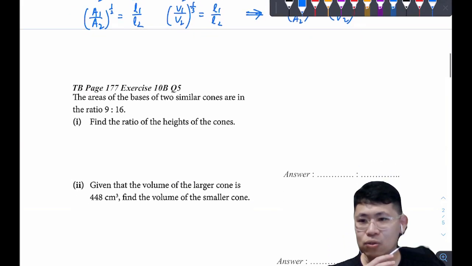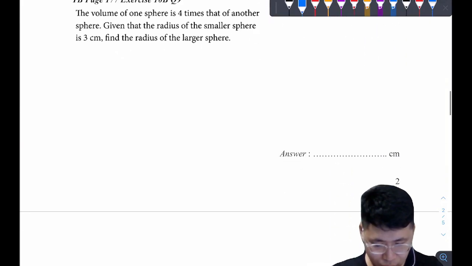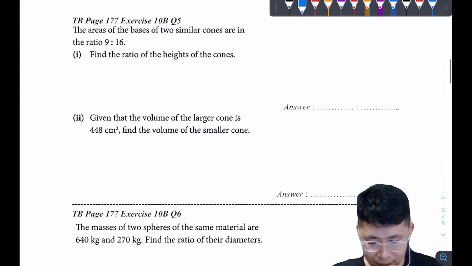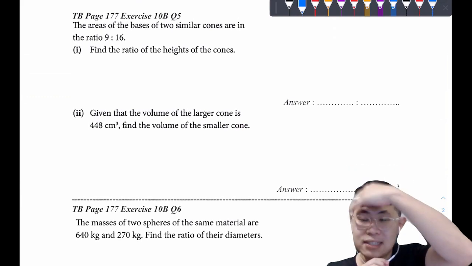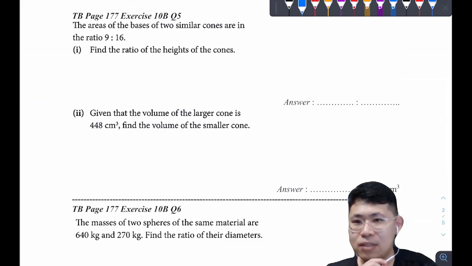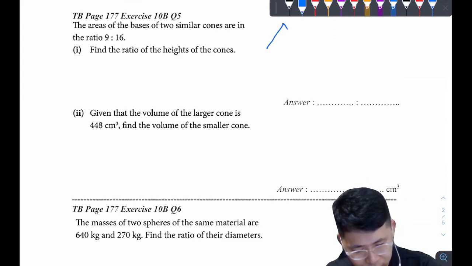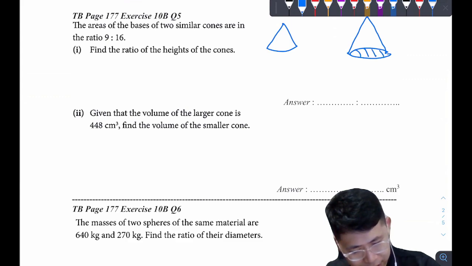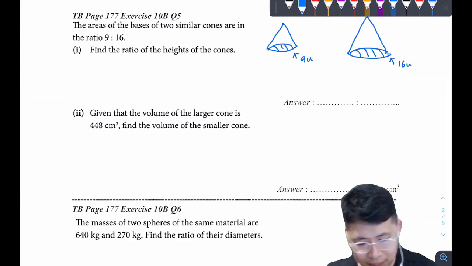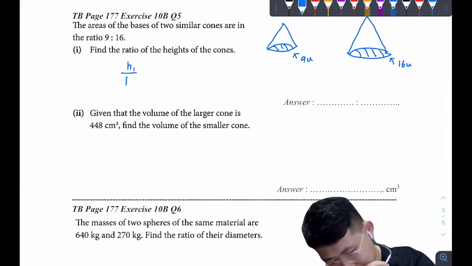Without further ado, let's take a look at a few examples. Exercise 10B, question 5: the areas of the bases of two similar cones. We have one cone and another cone. The base areas are 9 parts and 16 parts. Find the ratio of the heights of the cones. So I'm looking for h1 and h2.